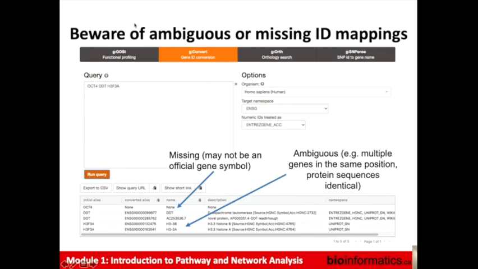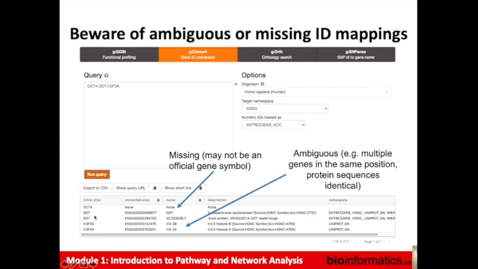You have to be aware of ambiguous or missing identifier mappings. So here I entered OCT4, DDT, and H3F3A. OCT4 is not recognized. This may not be an official gene symbol, even though it's a well-known gene name, and actually that's correct. It is not an official gene symbol. So if you use this, it will not be recognized by tools that only recognize official gene symbols.